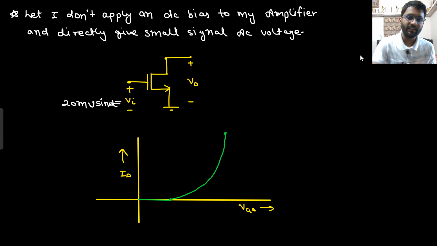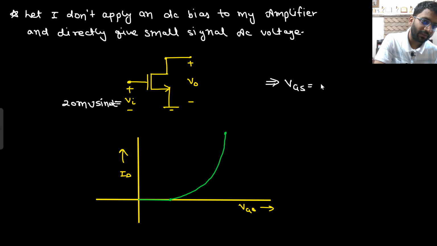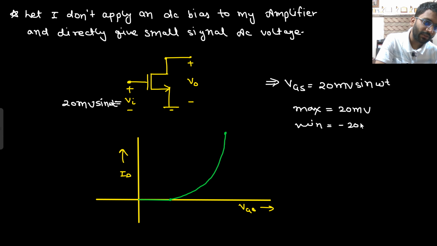What will happen? In this case, what is the value of VGS? VGS turns out to be 20 millivolt sin omega t. So the maximum value of VGS is 20 millivolt and the minimum value of VGS is minus 20 millivolt.